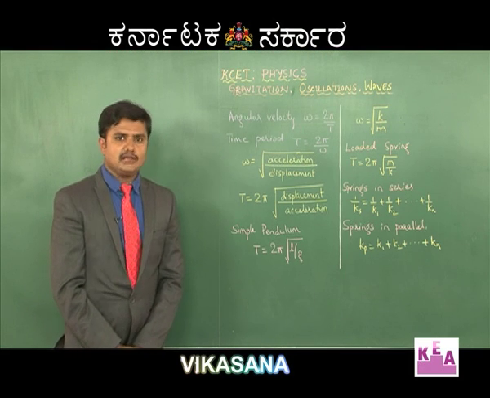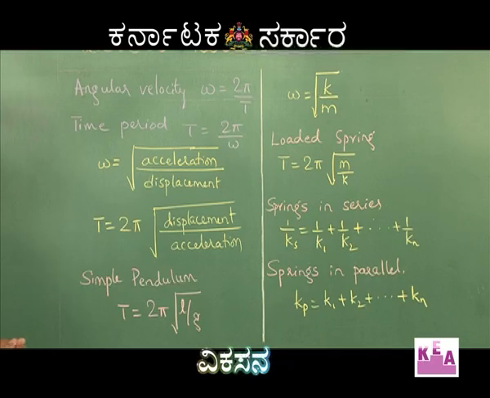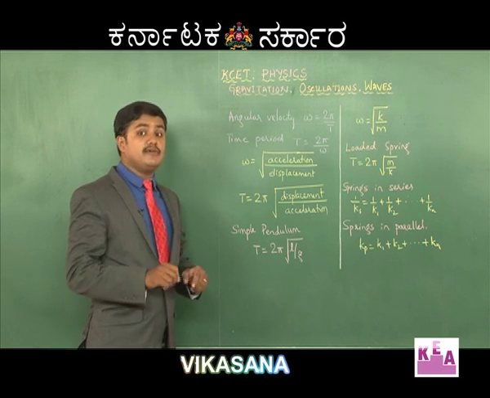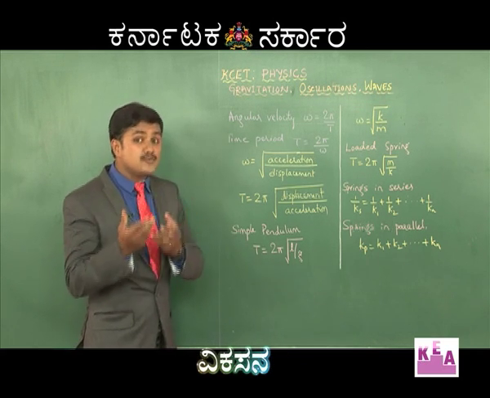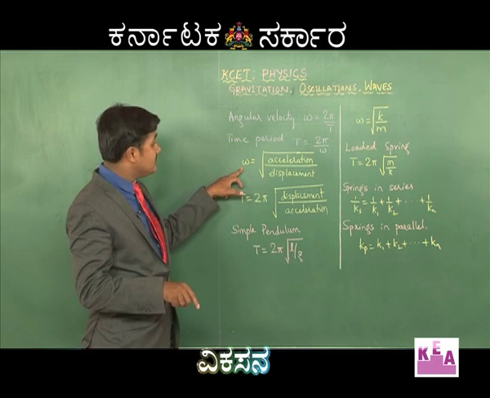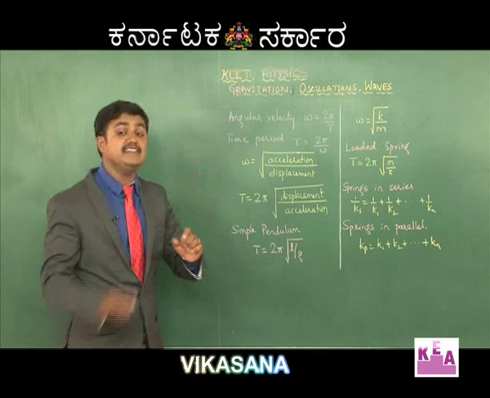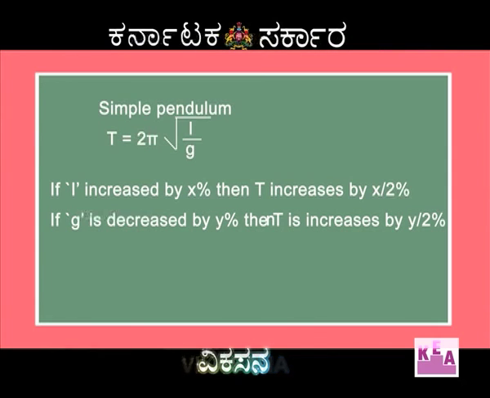Now, angular velocity of a particle executing SHM is given by the expression omega is equal to 2 pi by T, where T is time period of oscillation, which is given by 2 pi by omega. From the expression of acceleration, that is a is equal to omega square y, we get an expression for omega as root of a by y, that is omega is equal to root of acceleration by displacement. T is equal to 2 pi into reciprocal of omega, that is T is equal to 2 pi into root of displacement by acceleration. The same expression is used in the time period of simple pendulum, that is T is equal to 2 pi into root of L by g.